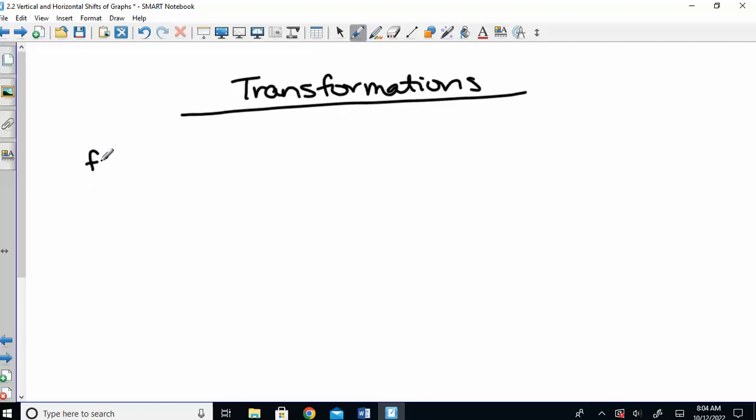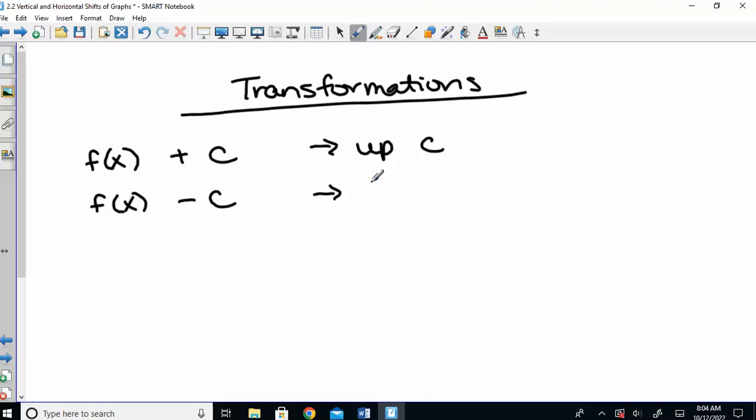if you take a function and you add something on the end, that moves your graph up that amount. If I take my original function and I subtract on the end, that moves my graph down, however many I subtracted.